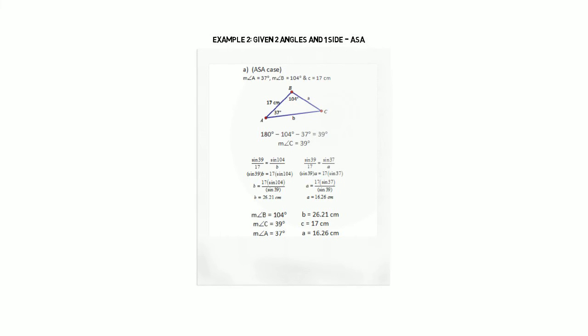Then using that information, we can plug it into the formula, the law of sines. So we get sine 39 over 17 equals sine 104 over B. Then we cross multiply and solve for B, and we get that B is equal to 26.21 centimeters. Then we do the same thing to find side A. We cross multiply, and we find that A is equal to 16.26 centimeters. And this is pretty easy. We can figure out all the angle measures and then how long each side is.